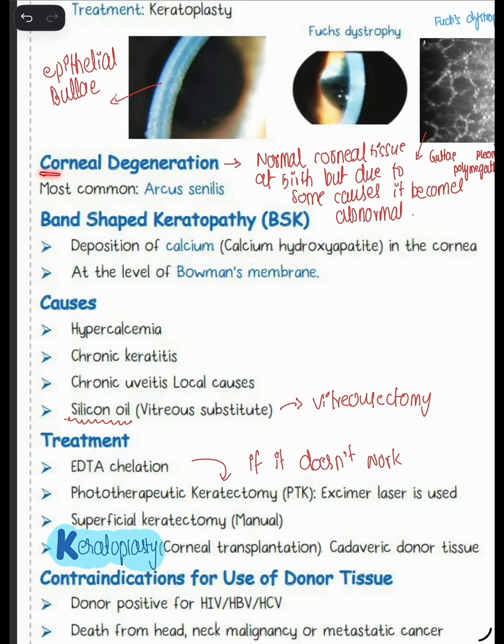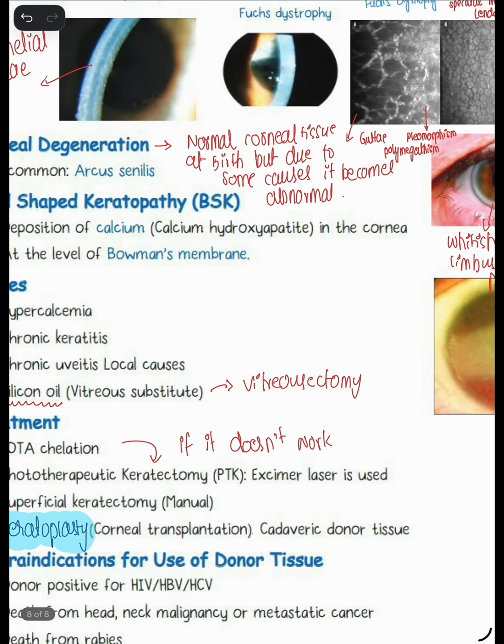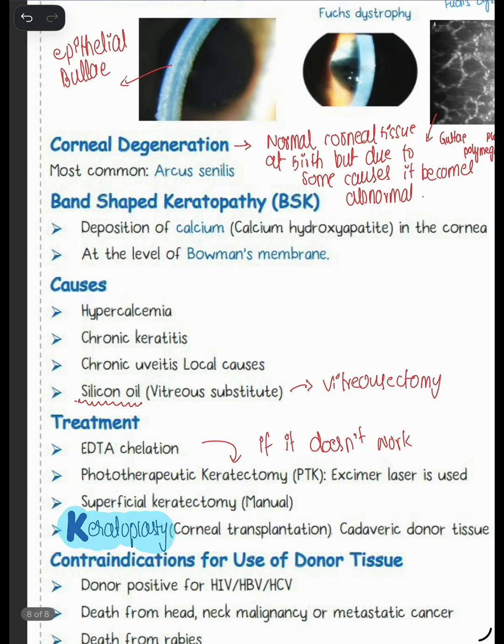The corneal degeneration. In corneal degeneration, the corneal tissue is normal at birth, but due to some causes it becomes abnormal. So the most common is the arcus senilis, in which the band-shaped keratopathy we see. Band-shaped keratopathy is due to the deposition of calcium in the form of calcium hydroxyapatite in the cornea. It will form a whitish ring near the limbus seen in the elderly people. It is seen at the level of the Bowman's membrane.